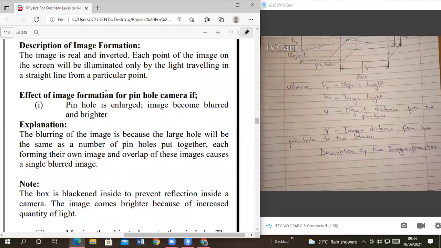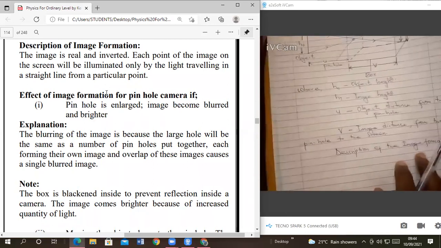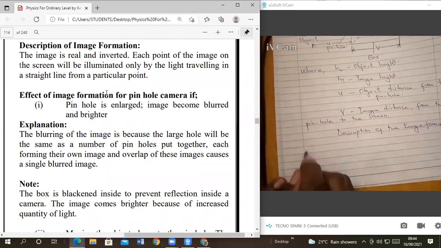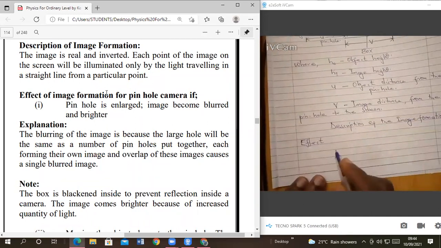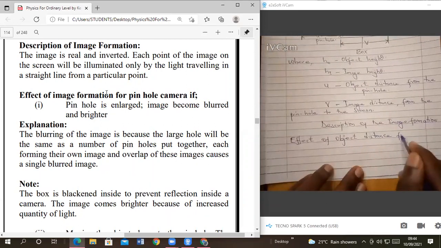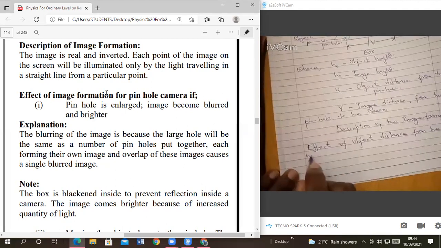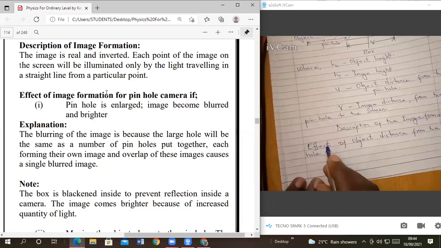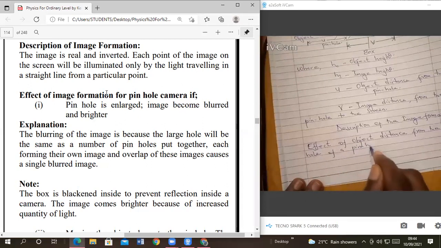Now let's look at the effect of object distance from the pinhole of a pinhole camera.